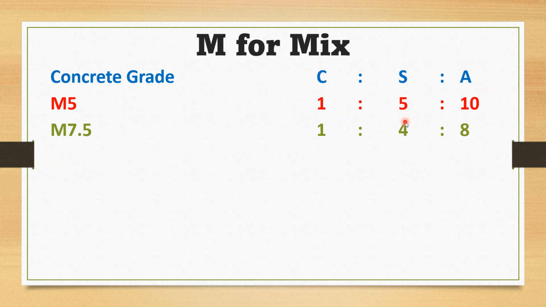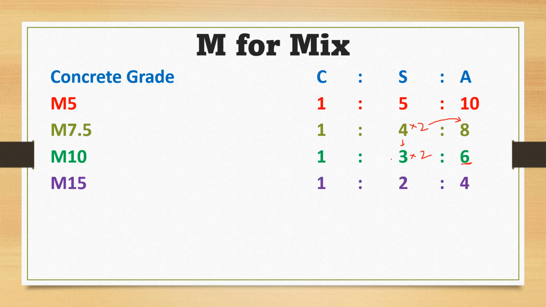It is reduced by 1 point. So simply we can see that this 8 is 2 times 4. When we multiply this 4 by 2, we get this 8. So the parts of aggregate are double the parts of sand. If we are going to obtain M10 grade concrete, then it will be 1 ratio 3 ratio 6. Simply we have reduced the number by 1 and multiplied by 2, and we get the parts of aggregate.